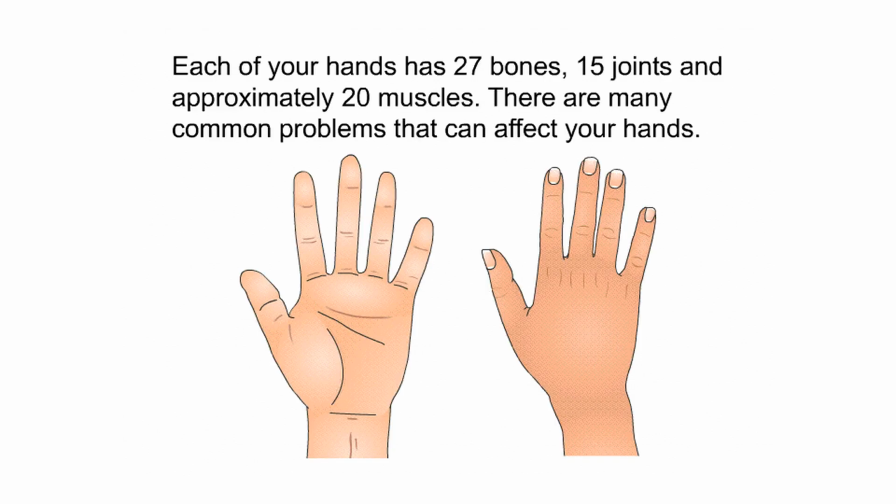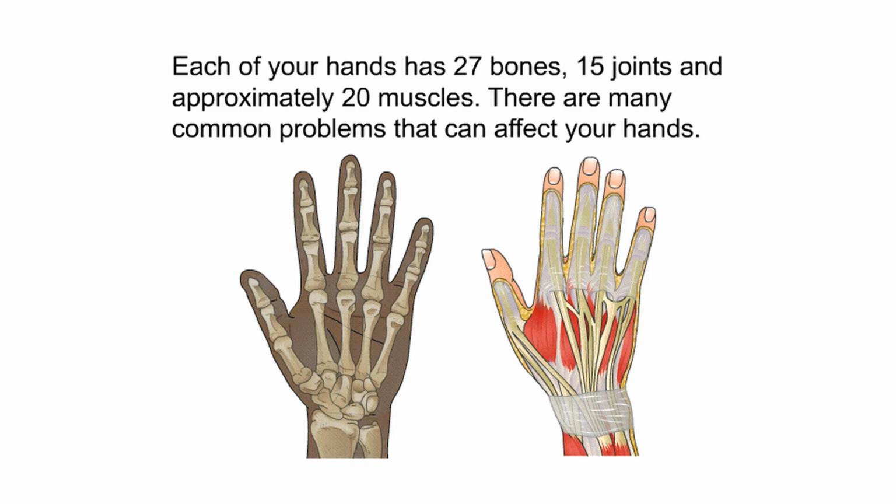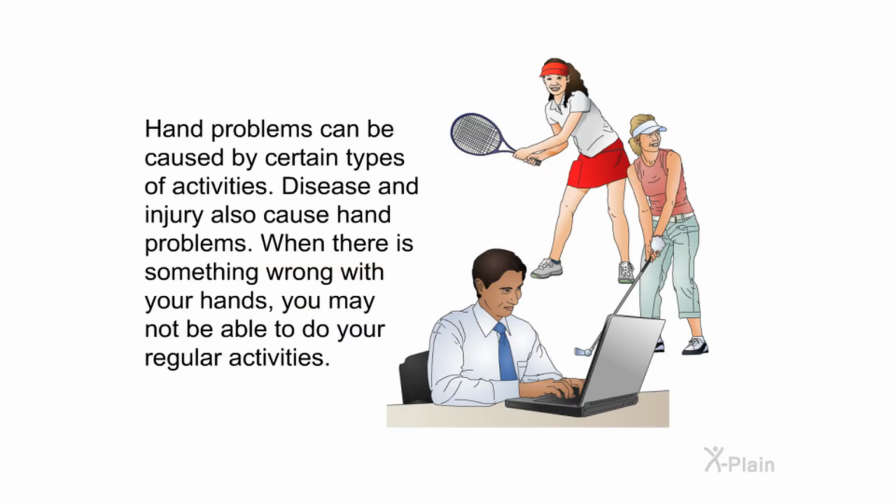Summary. Each of your hands has 27 bones, 15 joints, and approximately 20 muscles. There are many common problems that can affect your hands. Hand problems can be caused by certain types of activities. Disease and injury also cause hand problems. When there is something wrong with your hands, you may not be able to do your regular activities.